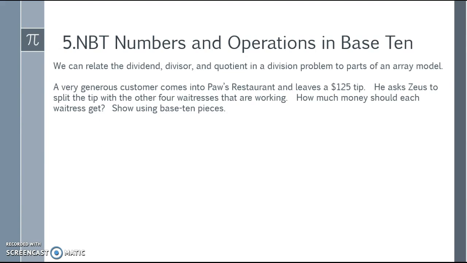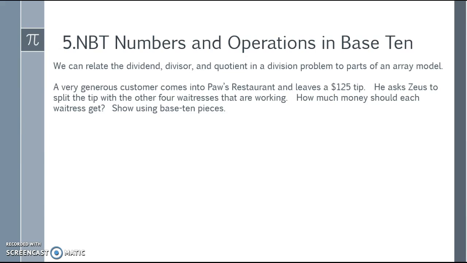A very generous customer comes into Paradiso's restaurant and leaves a $125 tip. He asks Zeus to split the tip with the other 4 waitresses that are working. How much money should each waitress get? Show using base 10 pieces.